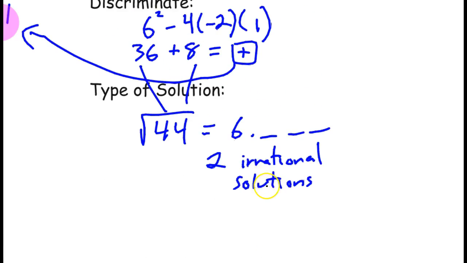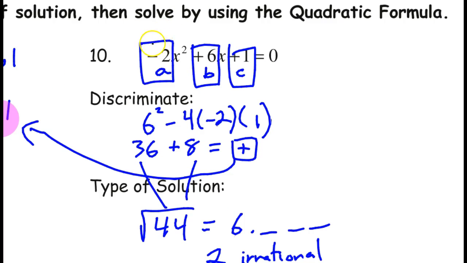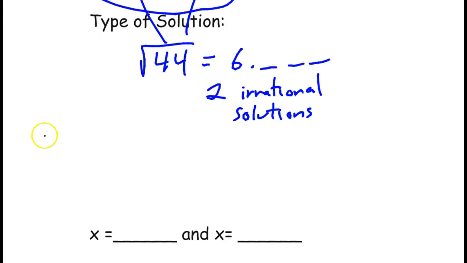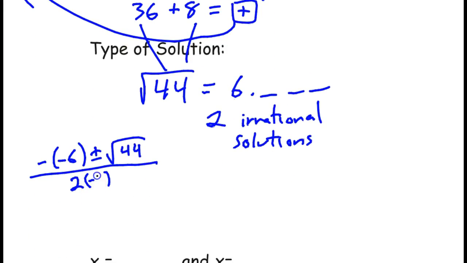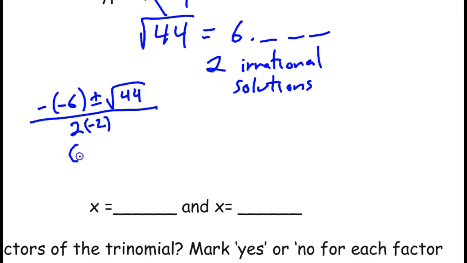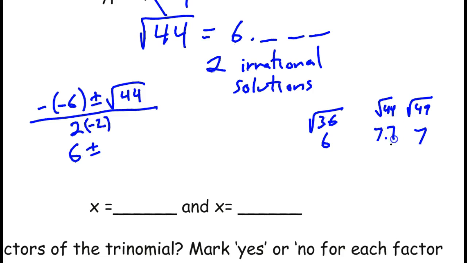Okay, and on this one, same idea. So we'll have b is 6 and a is -2. So we'll have negative of -6 plus or minus our discriminant, all divided by 2 times a, which is -2. Okay, so we have 6 and square root of 44. So we just have to estimate that. It's somewhere between square root of 36, which is 6, and square root of 49, which is 7. So square root of 44 is pretty close to 49, so let's just call that like 7.7. And if you have a calculator, you can get that a little more precise.